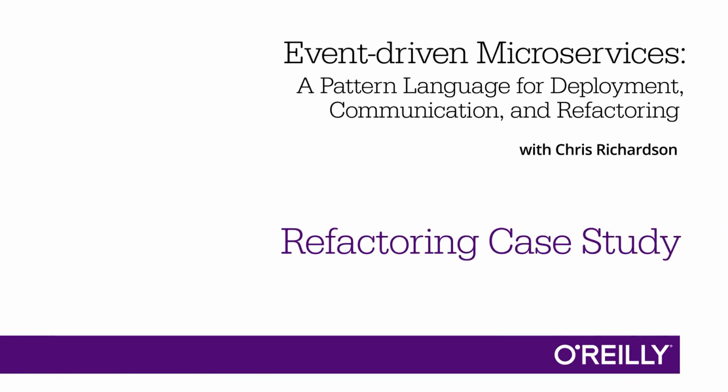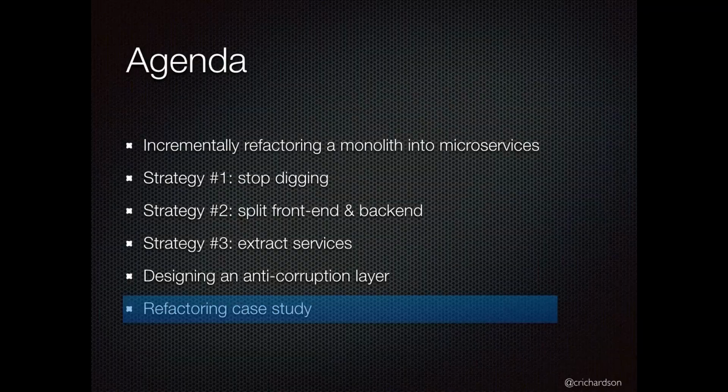In previous segments, I described how you can incrementally refactor your monolithic application into a set of microservices, and I described various strategies that you can use to do that. I also talked about how you must create an anti-corruption layer or glue code to integrate each service in with the monolith, because more often than not, they need to share databases.